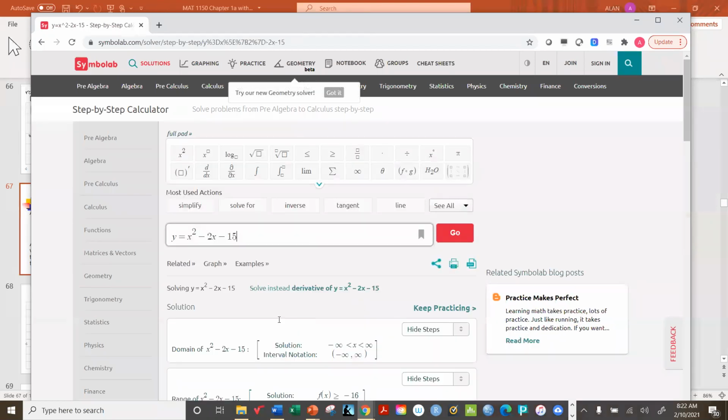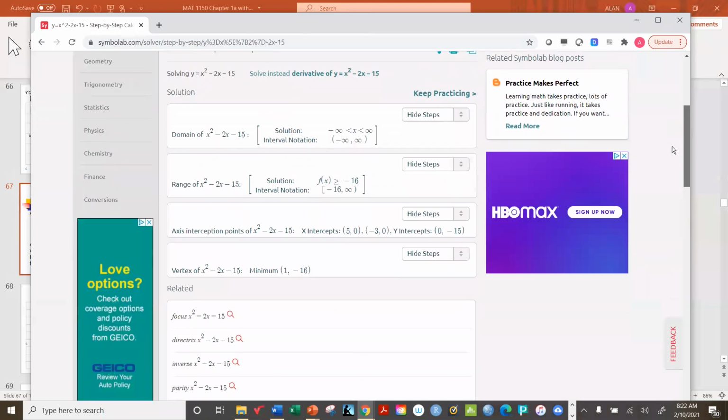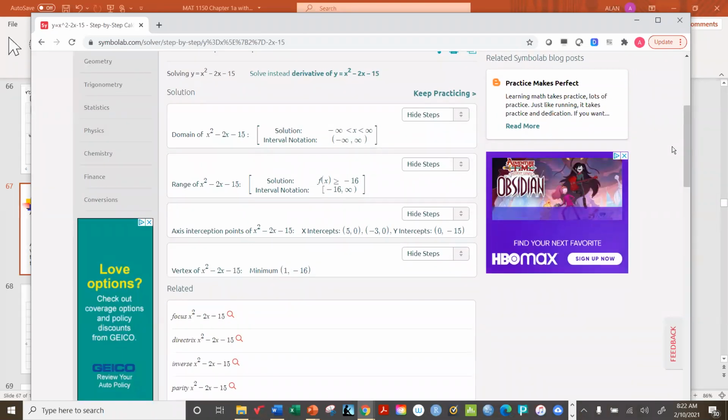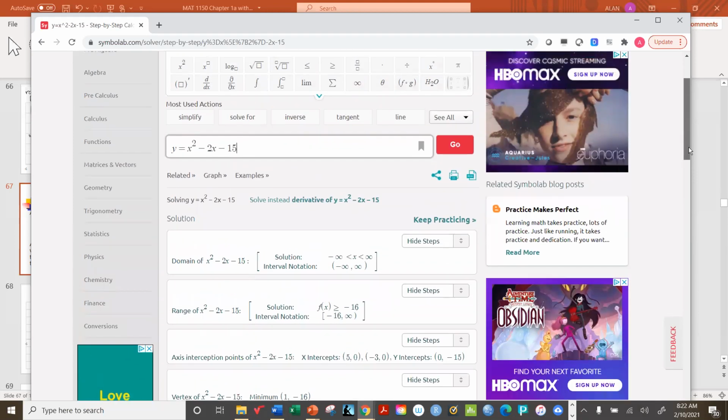it'll give you a bunch of discussion down here. If you notice, for example, it's going to help us by telling us what the domain and the range are, which is nice if that's what you're looking for. It's going to tell you where this function intercepts the horizontal and vertical axes. The vertex, we'll discuss that later on in this chapter. But right now, we're only interested in the graph. So let's click on the graph button.